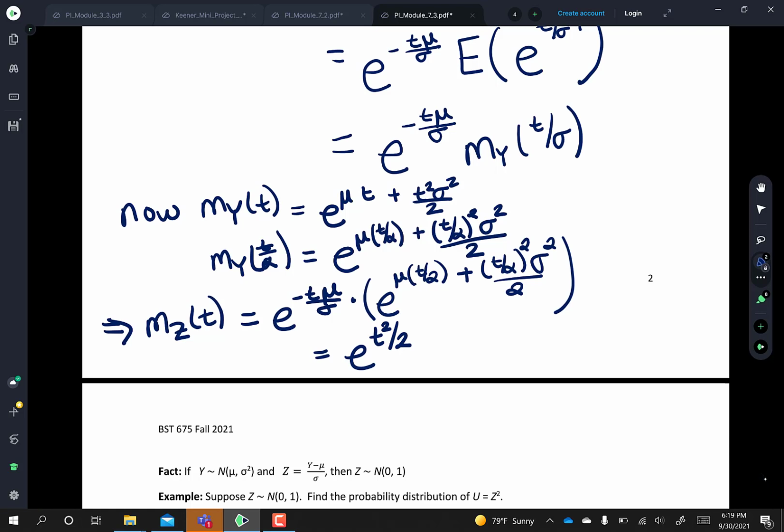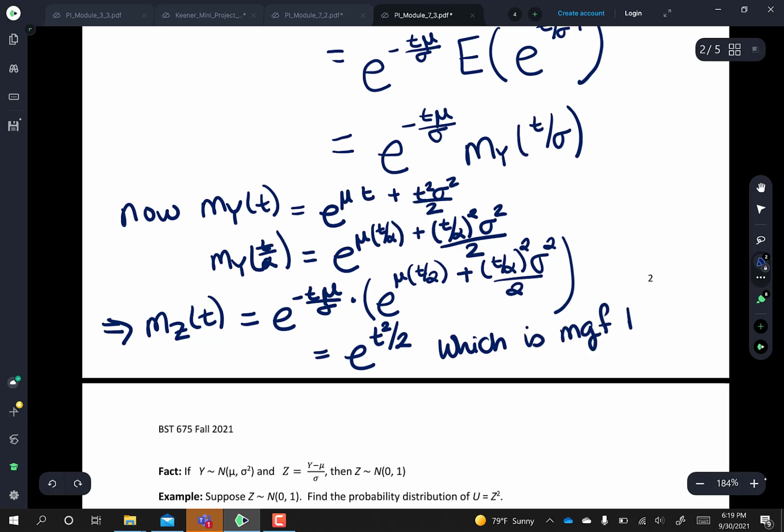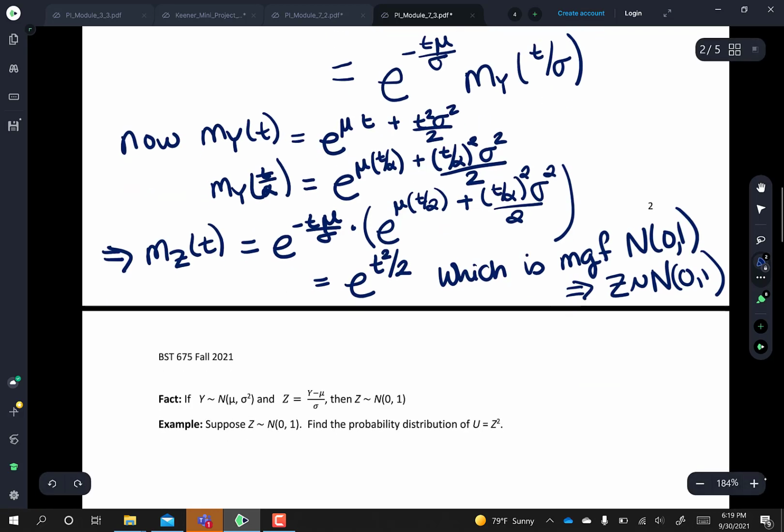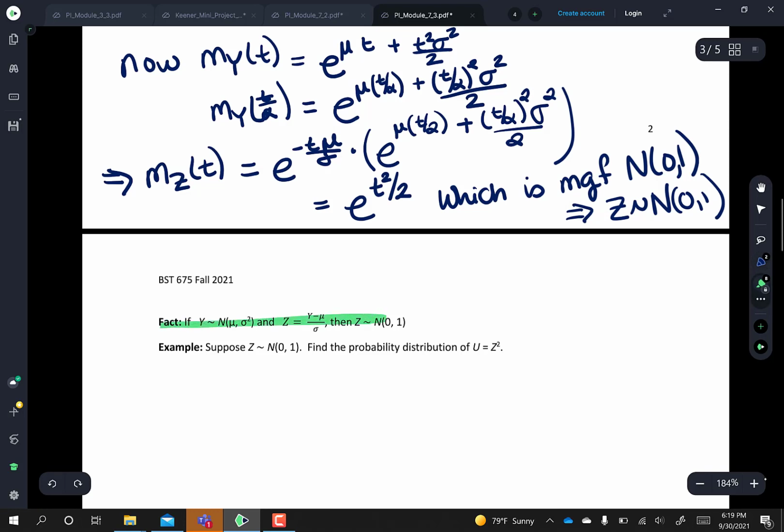Notice that this is the moment generating function for a normal 0, 1. We can see that because if we come up here where we have the moment generating function for our normal written down, if mu were equal to 0, this piece in the exponent would go away. We would just have 0 plus. And if sigma were equal to 1, this would be 1. So we would just end up with e to the t squared divided by 2, which is exactly what we've got here. Therefore, z is distributed normal 0, 1. And that brings us to this fact right here.